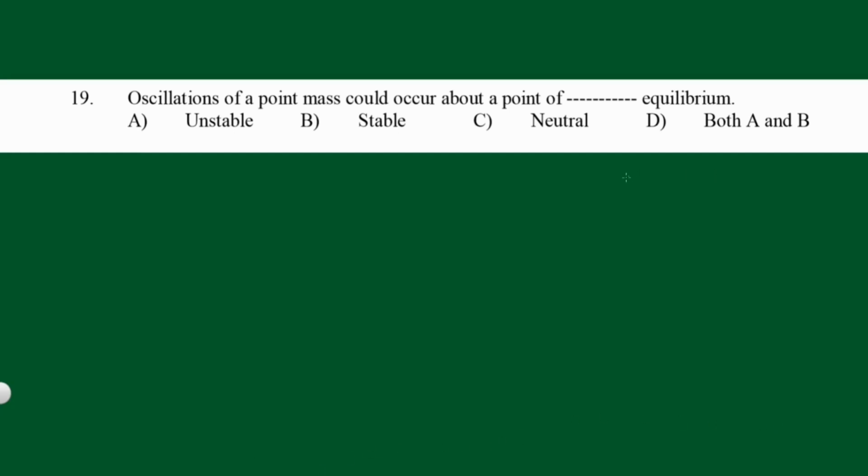This is a 2017 set question, and the question is, the oscillation of a point mass could occur about a point of dash equilibrium. The options are unstable, stable, neutral, and both A and B. So just before I discussed, the oscillation will occur about a stable equilibrium point. So this is the right answer.